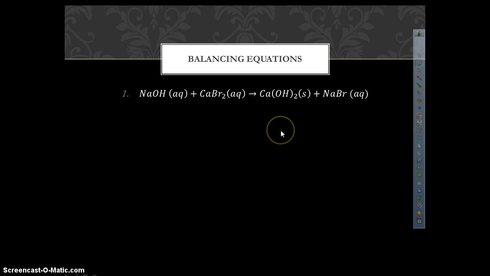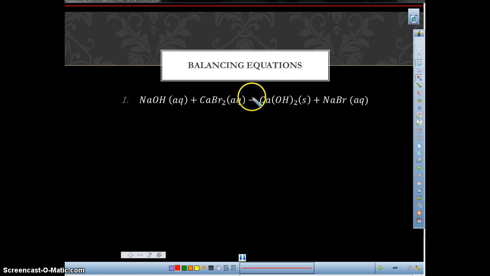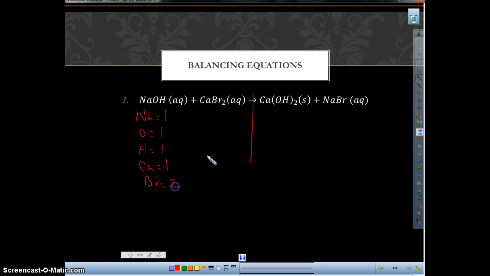Alright, so here's our first equation we're going to balance. Here's what I typically do when I balance an equation. You've got to know how much you're starting out with on each side. So I look at each of the individual elements and I write out the starting number. So I have sodium, which is Na. I have 1 of those. Oxygen is listed next. I also have 1 of those total on this side. Hydrogen, I have 1 of. Calcium, I have 1 of. And bromine, I have 2 of. Okay, this little subscript 2 tells me I have 2 to start.